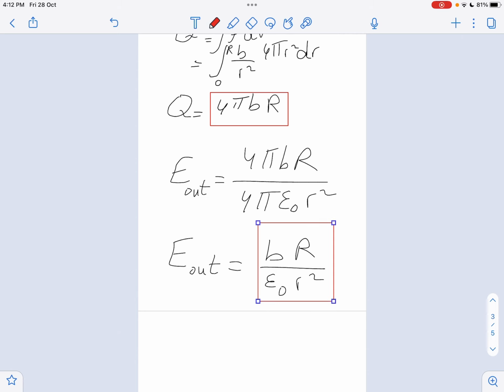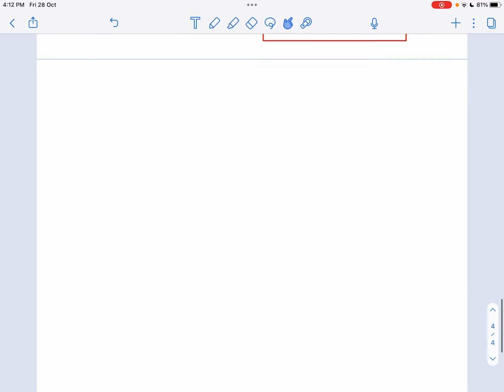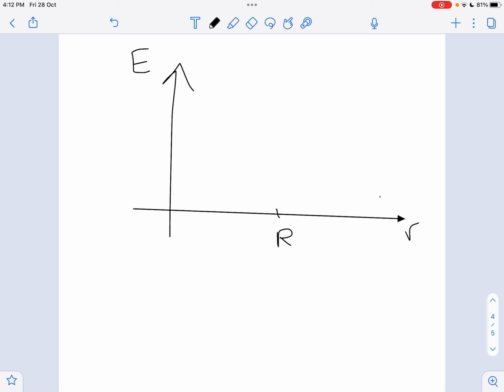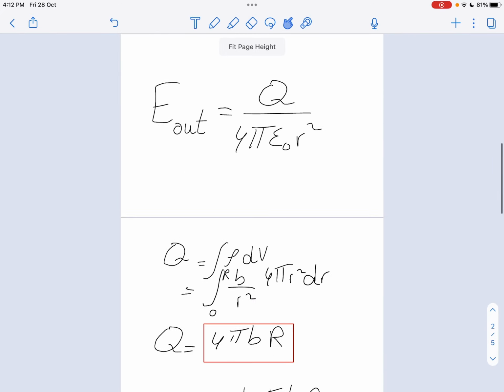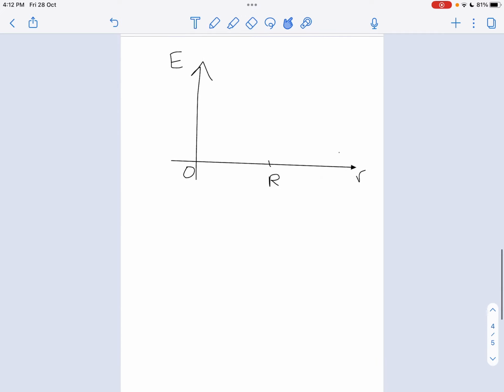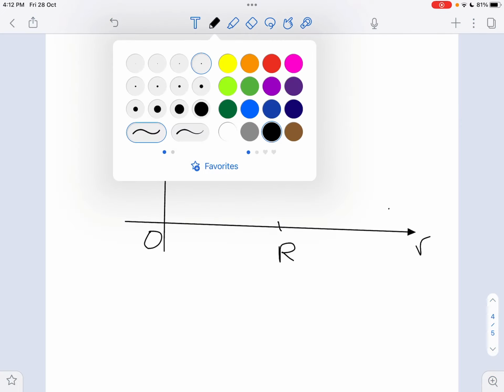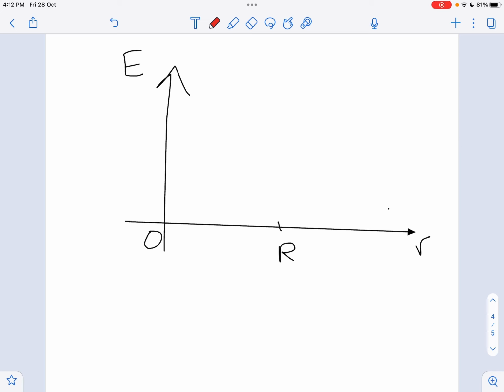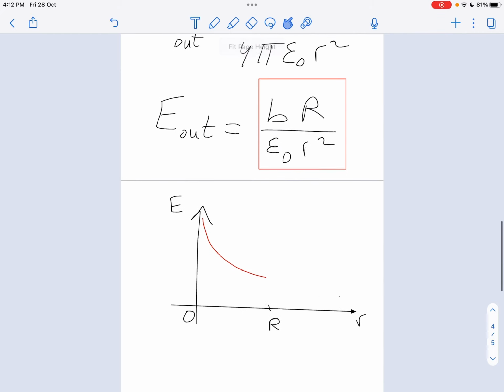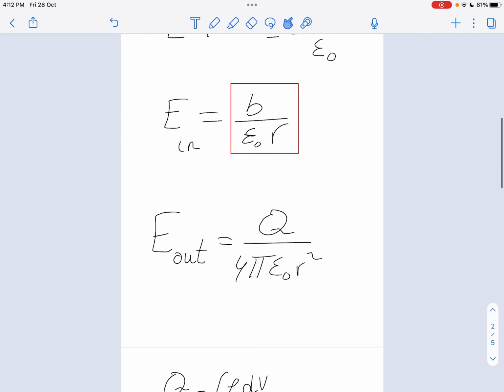We plot them. So let's plot the electric field as a function of distance. So this is E as a function of r, and that's capital R, the radius of that sphere. So inside the non-conducting sphere, for r smaller than R, E in, I got b over epsilon 0 r, which means it's a decaying curve, a curve going down. It starts from infinity until it reaches this value like that. It's decreasing, so that's the electric field inside.